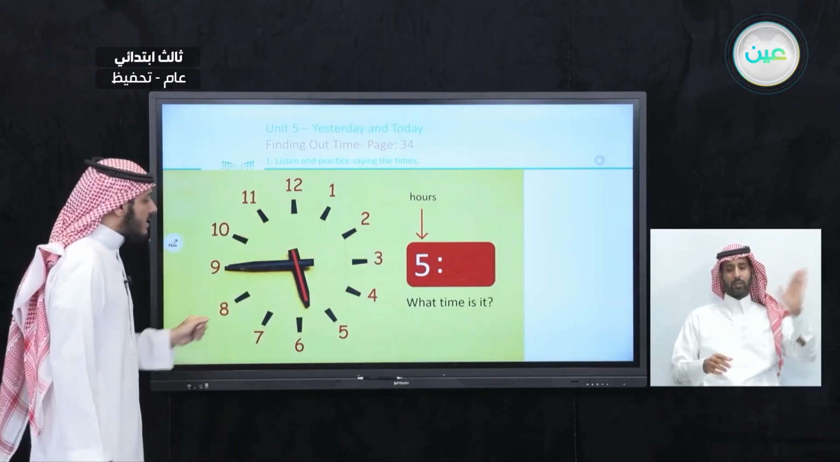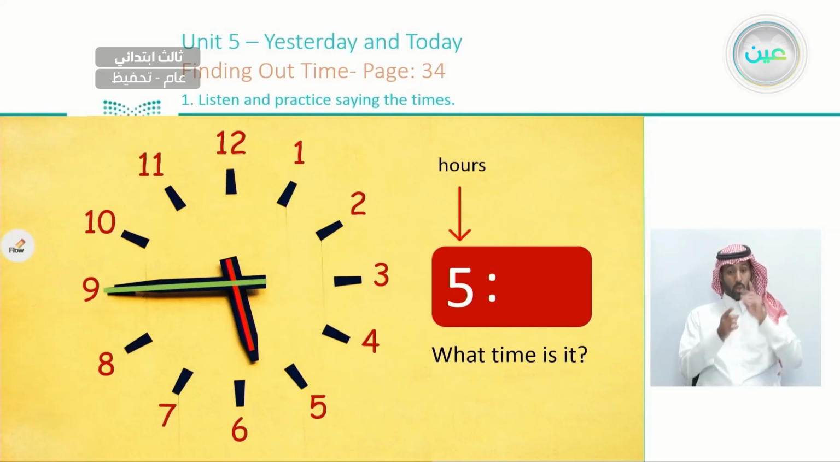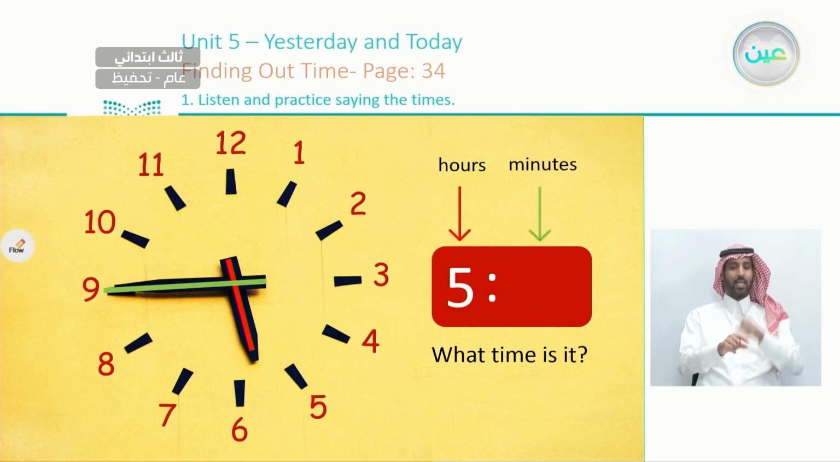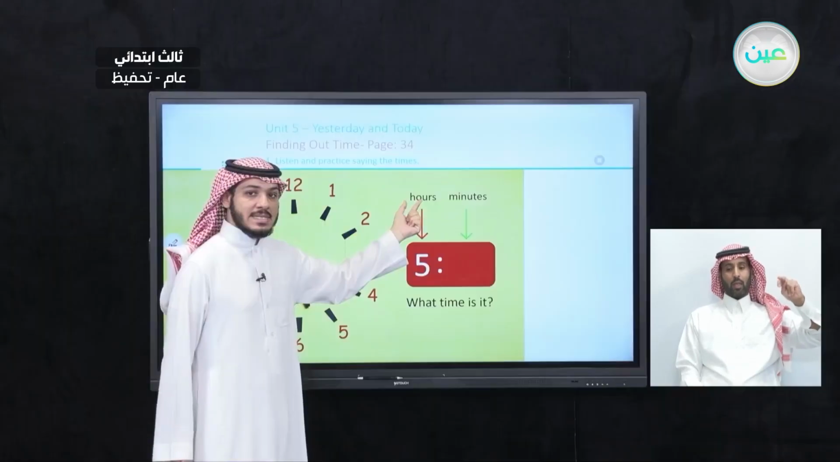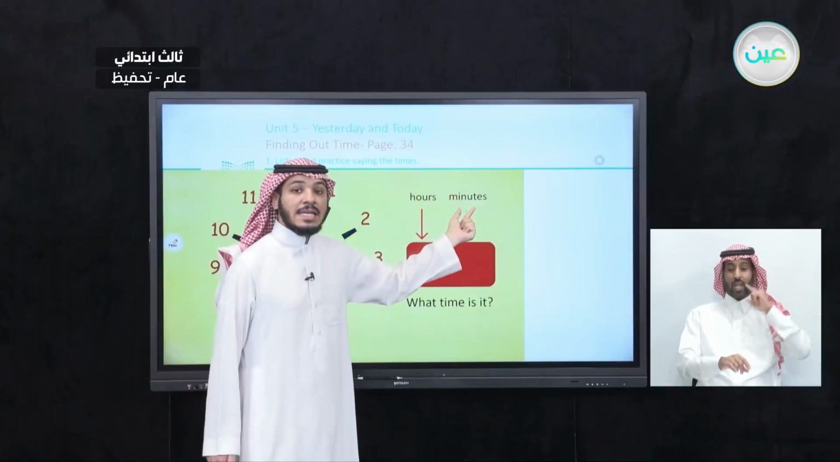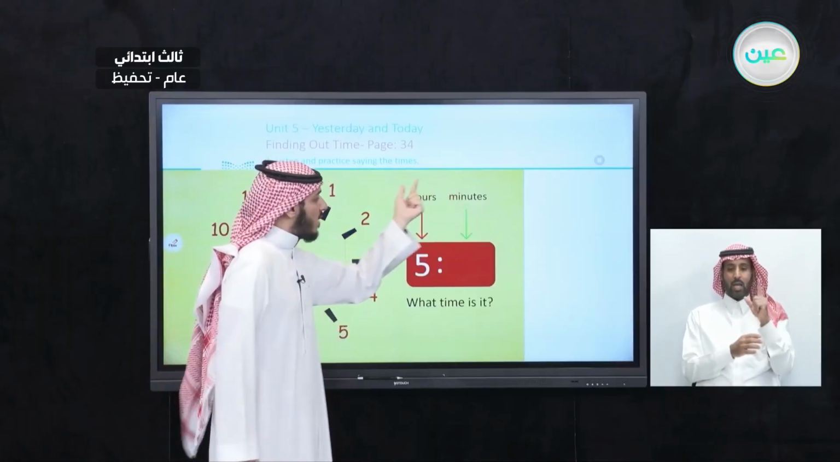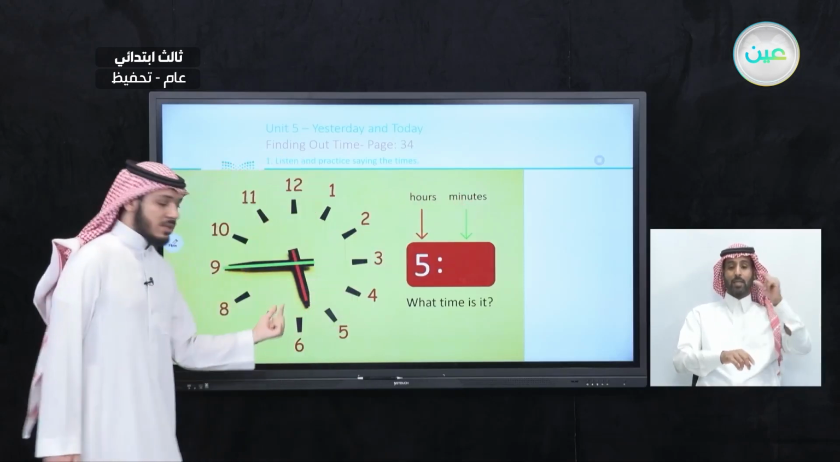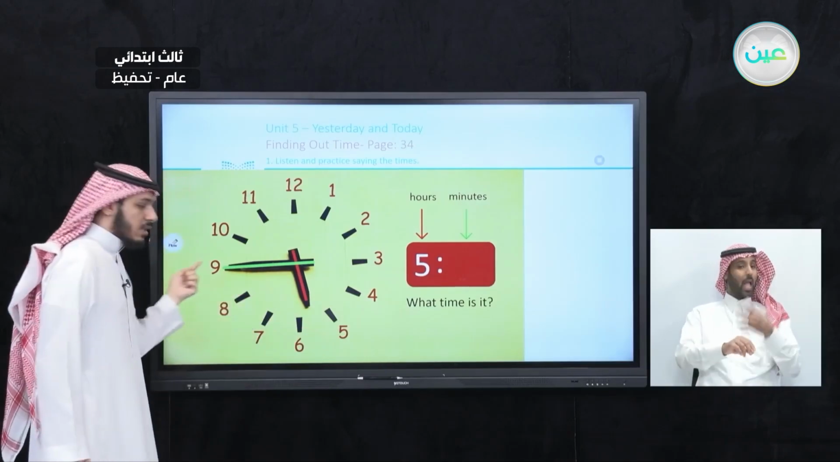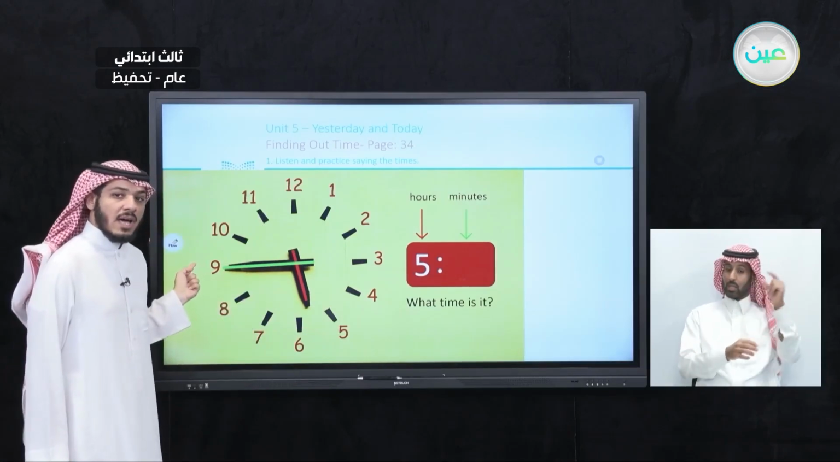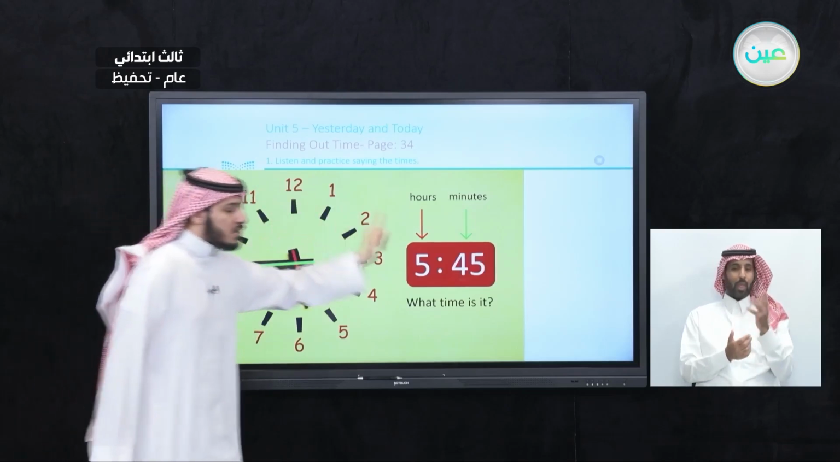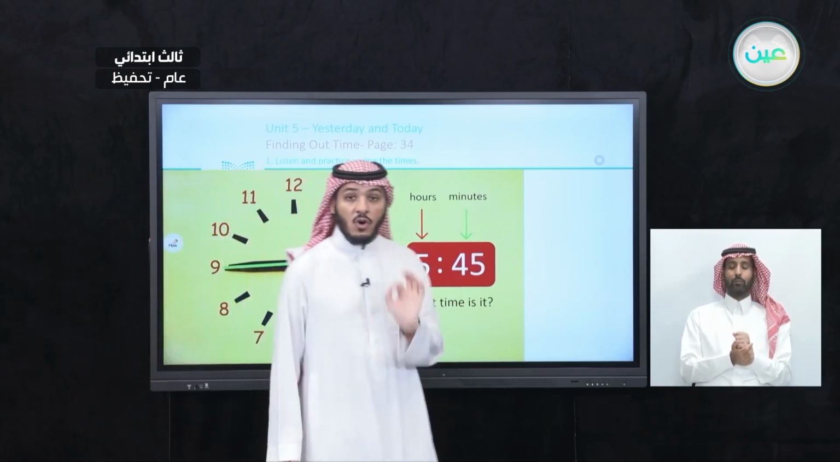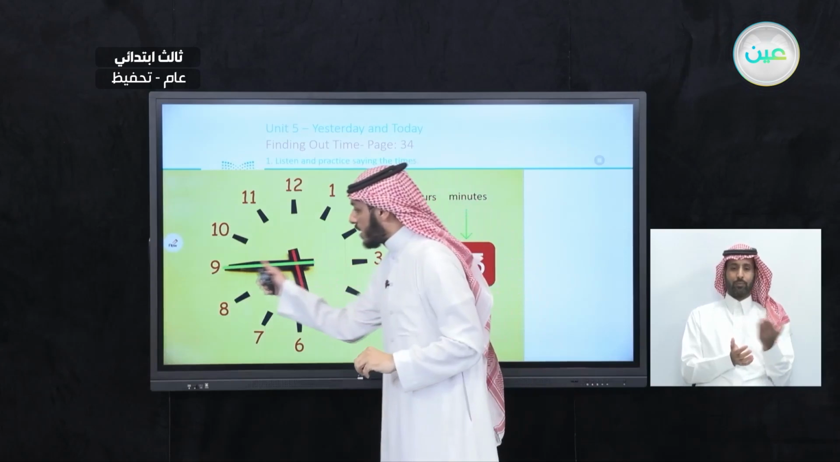Now let's see the long hand here. We have a long hand, and this is for the minutes. So we have hours, ساعات, and we have minutes, دقائق. Okay, so the hour here is 5. What about the minutes? It's not 9, it's 45.